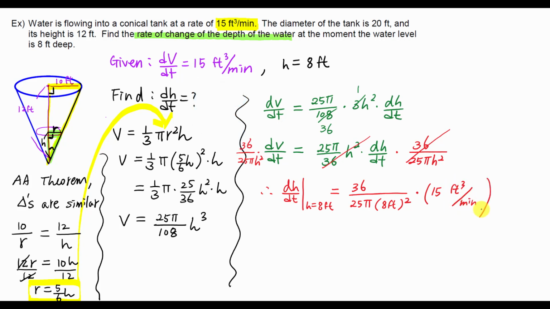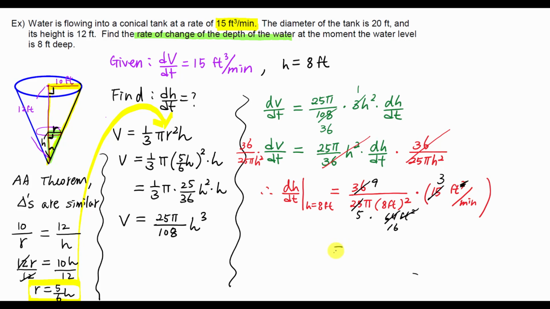So then you can reduce. 5 goes there, 5 goes there 3 times, 5 goes there 5 times. 8 feet square, that's a 64 square feet. And 4 goes there 9 times, 4 goes there 16 times. And then feet square cancel. I get a feet per minute left there.